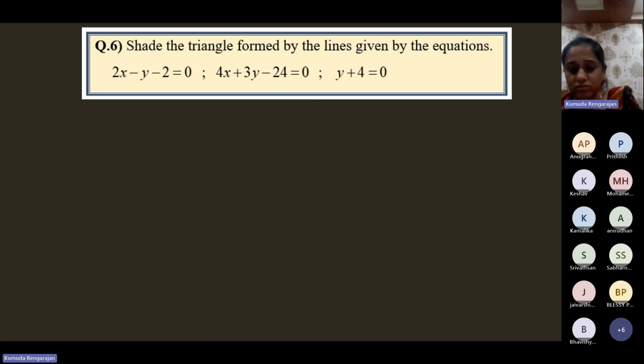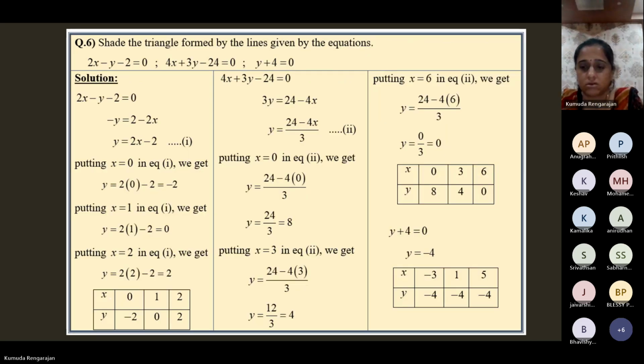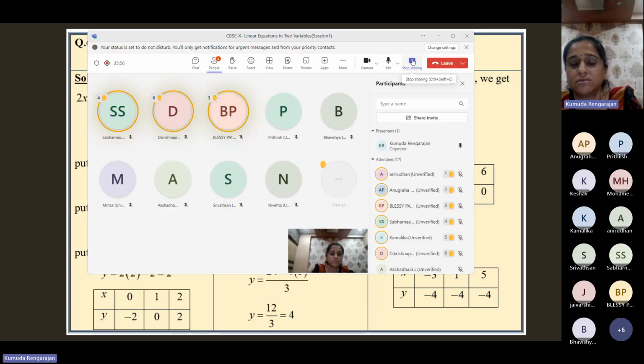Okay, so for those who have learned it in school, I'll just unshare my screen. I'll check the answer with you all, and then I'll present my screen.